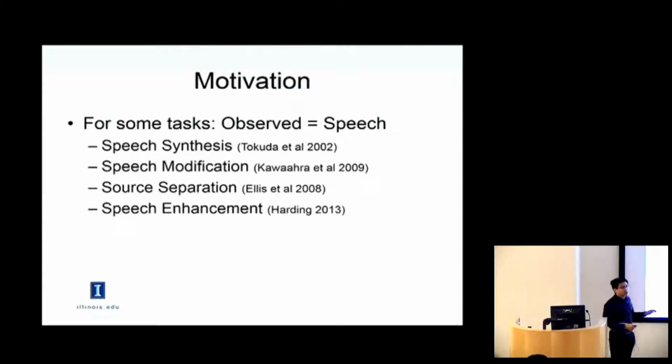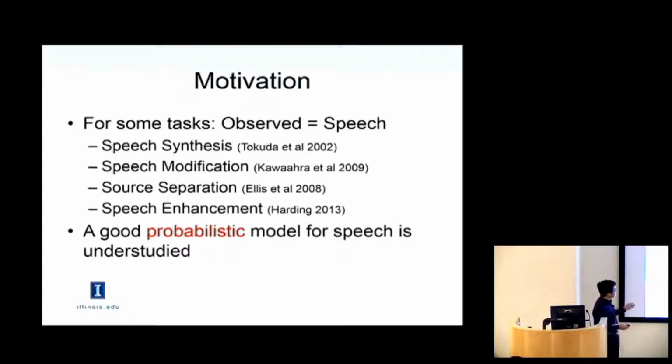Interestingly, there are so many speech processing tasks that focus on the speech waveform as a whole, but a generative model for speech itself is understudied. The existing models are either not probabilistic or very, very coarse, just assuming a GMM or some Gaussian model to be learned from data. So a good probabilistic model for speech is not well studied, and that's why I'm proposing a model called the probabilistic acoustic tube, which can potentially be applied to these speech processing tasks.